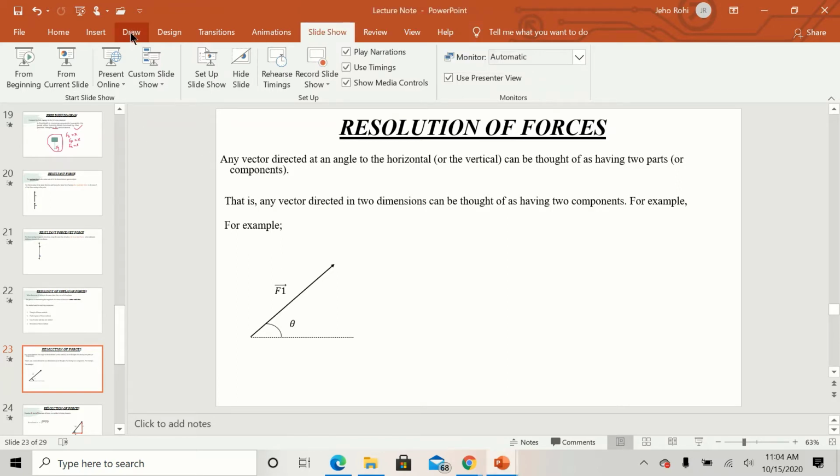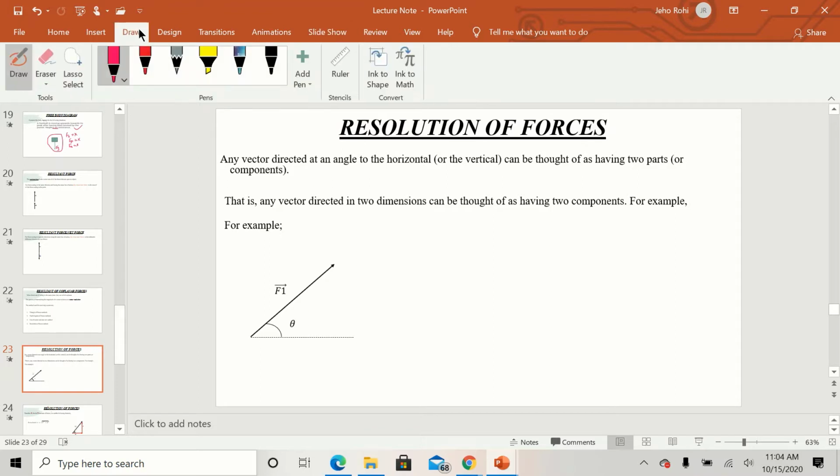Now, let's show us some stuff right here. This vector, as you can see, is inclined, so it has what I call two components. The first component is a vertical component, as you can see. Look at your screen, please. Here is the vertical component, while at the bottom, here is the horizontal component.